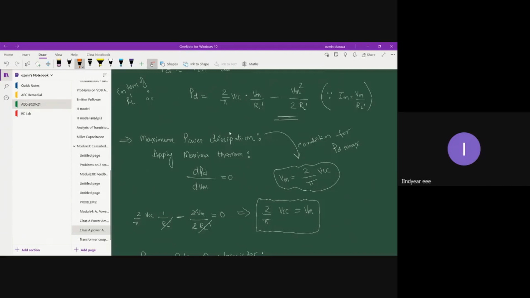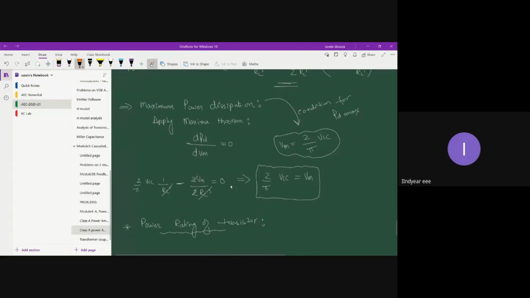the principle of Maxima theorem. So Maxima theorem says if you differentiate PD with respect to the variable factor Vm, and if you equate it to 0, you'll get a condition for maximum power. So basically, we are trying to differentiate PD with respect to Vm and equating it to 0. So when you differentiate, you will get this kind of expression, right?